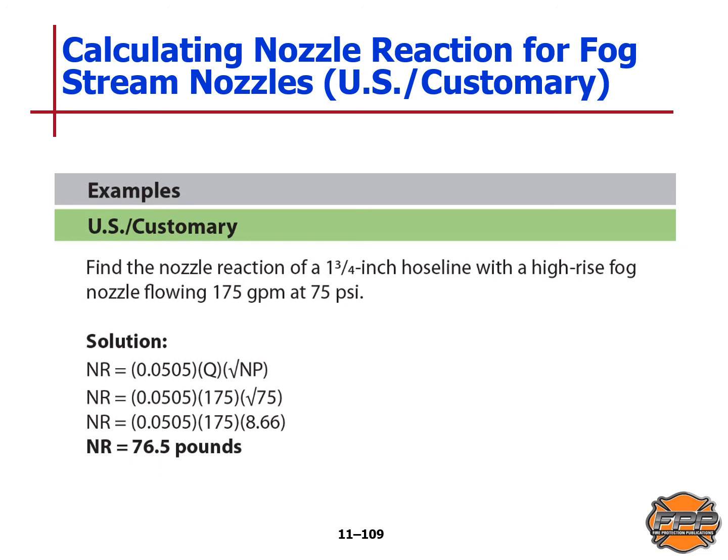You multiply those together. After you take the square root of 75, you get 8.66. So on the next line, you have your constant times your gallons per minute times the square root of your pounds per square inch, your nozzle pressure. And when you multiply those together, your nozzle reaction equals 76.5 pounds.